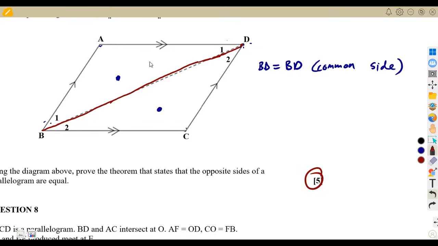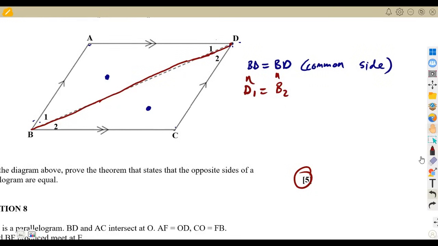Remember, we've got parallel lines. From the parallel lines, if we draw a Z here, I go this side, I go this side like this. I'm having a Z, alternate angles. Angle D1 and angle B2 will be equal. So angle D1 is equal to angle B2. These two angles are the same.